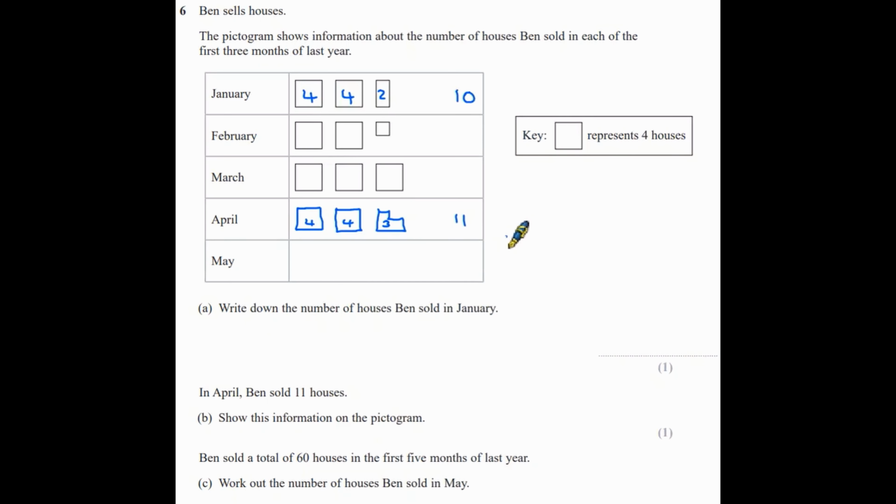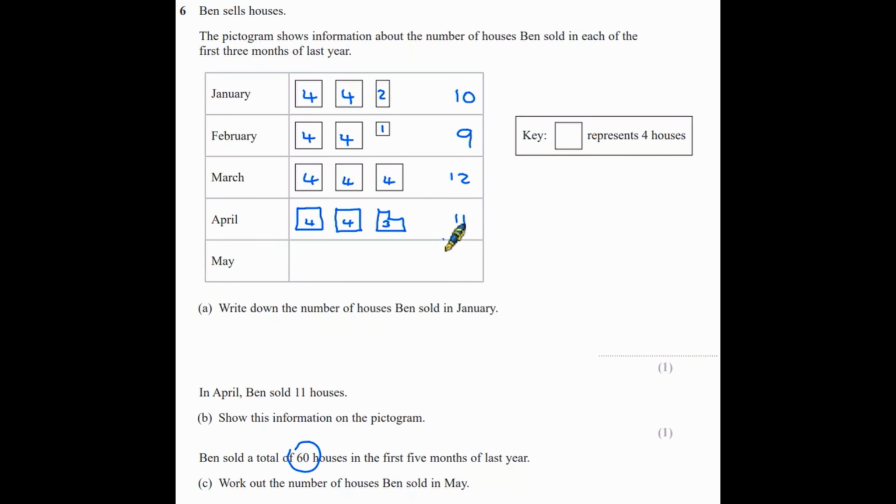The final part tells us that he sold a total of 60 houses in the first 5 months of last year, so that's the total pictogram here. Work out the number of houses Ben sold in May. Well, we already know January was 10, February is 4 plus 4, and the little one there is 1, it's a quarter of 4, so that's 9. Then we've got 4 and 4 and 4, so that's 12.